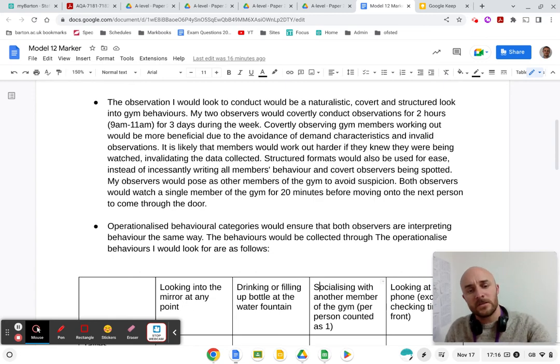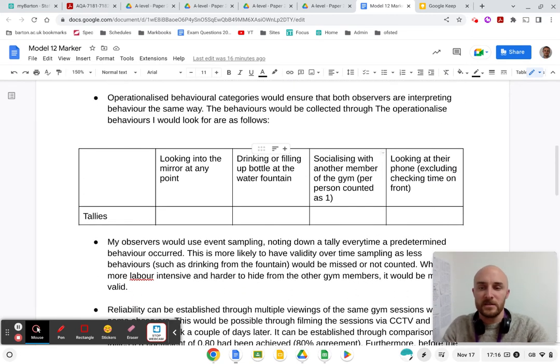Right now, in terms of operationalized behaviors, again, feel free to pause the screen if you want to have a look. Look at these. I have made these so that, for the most part, they can only be interpreted one way. And therefore, all of my observers are going to agree. Drinking or filling up the bottle of the water fountain, these are all specific to gyms. It's a tally chart. You can literally draw this up.